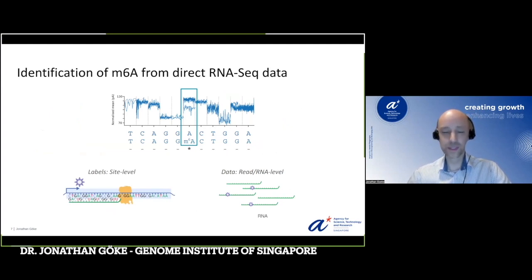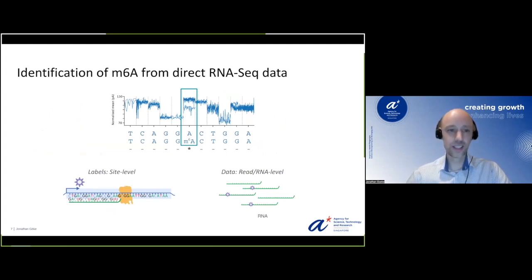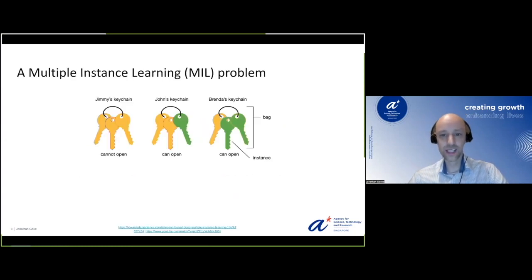And so we still have this mismatch here. This problem is actually known in the machine learning literature as a multiple instance learning problem. So to briefly introduce that, I use this example here. Imagine there's 3 security guards, and all of them have their keychain, but only 2 of them can open a building. And the reason that they can open the building is, of course, that they have the right keys.